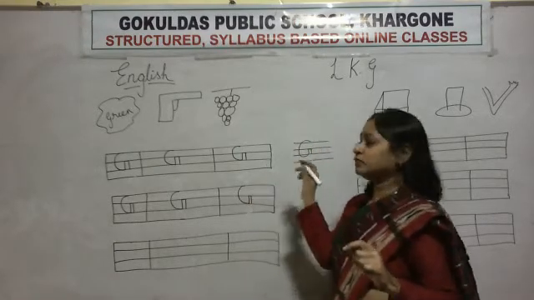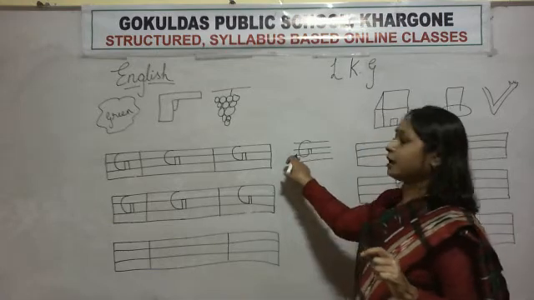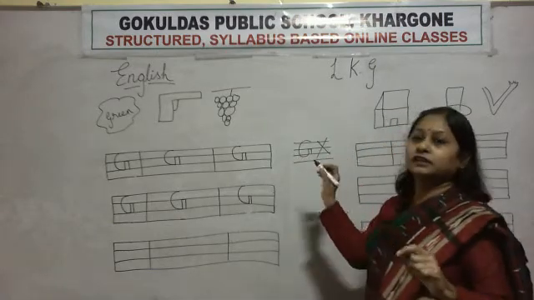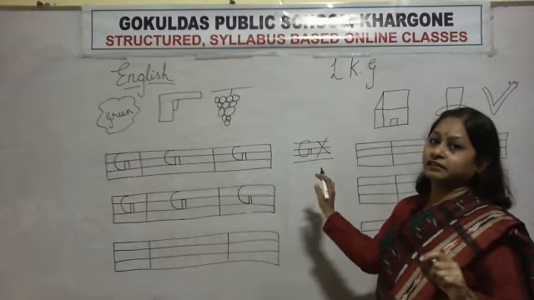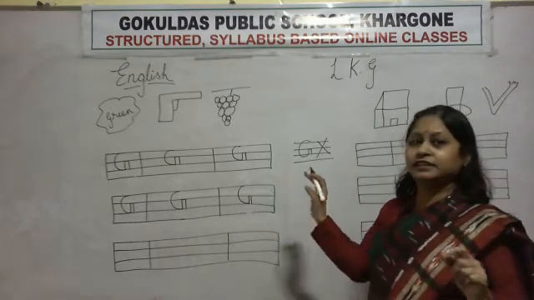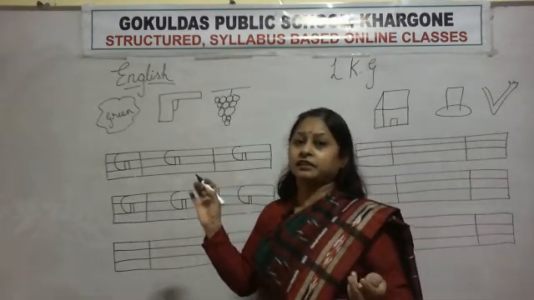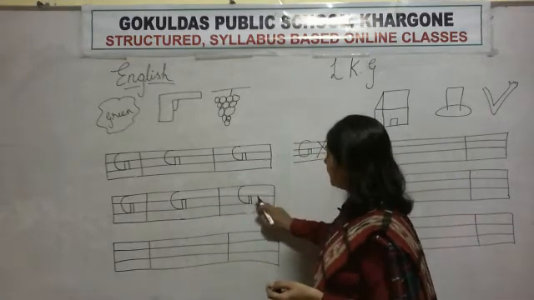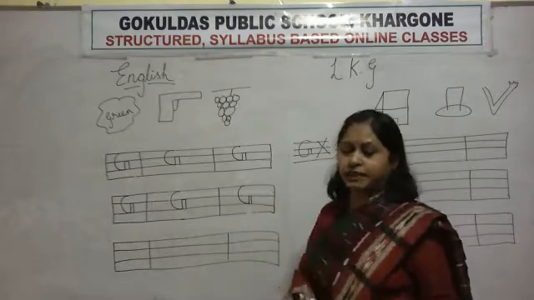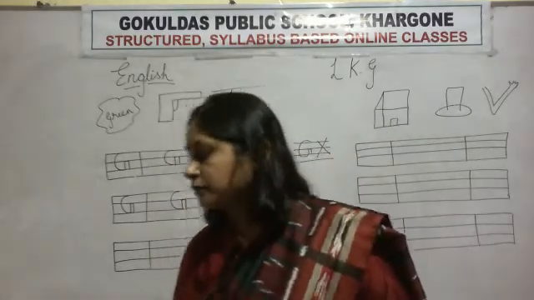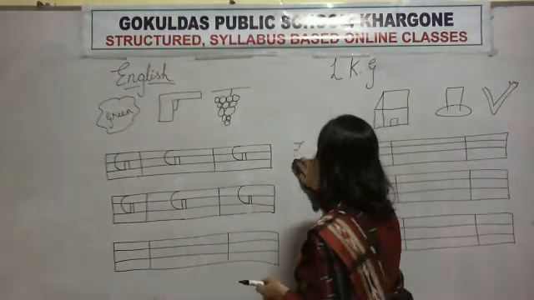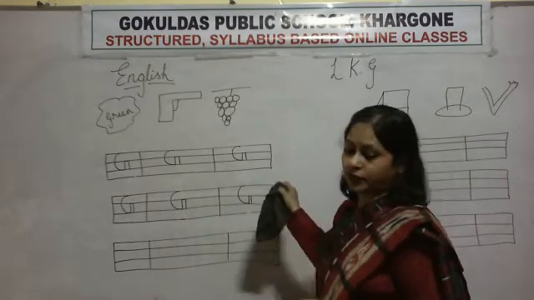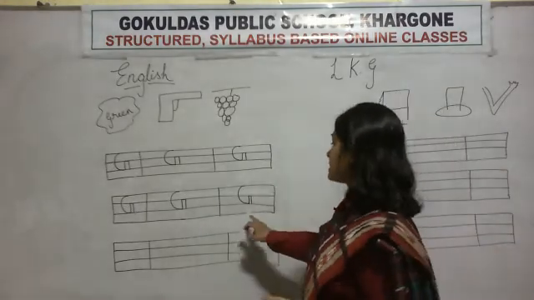Okay? G must not come out of the line. This is wrong. This is not neat. Okay? The book will look clean. So you have to write properly in line so that the book will look neat and clean. This is a wrong way to write. This way is correct.